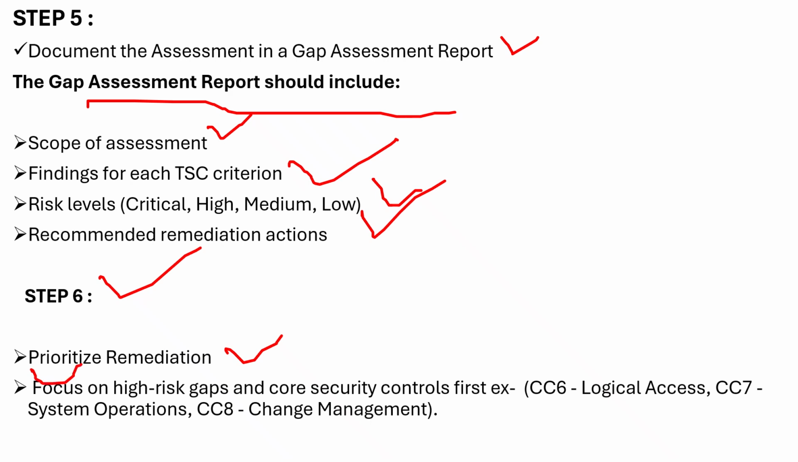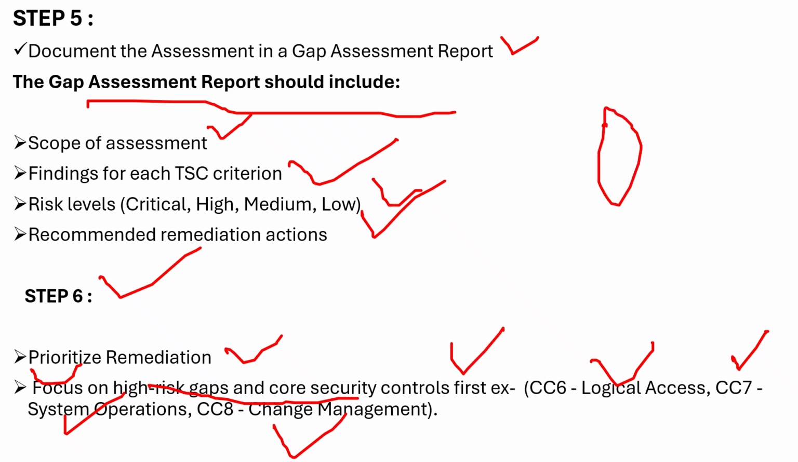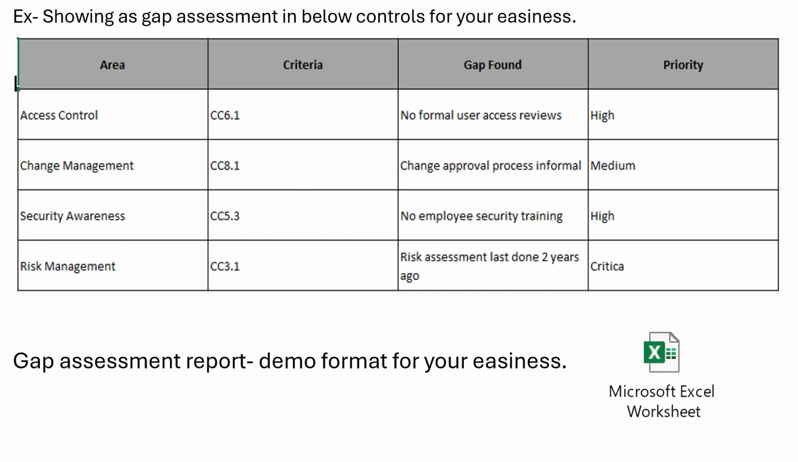For example, CC6 logical access is one of the most popular controls. You need to focus on the logical ones first. CC7 is for the system operations part and CC8 for the CM part, that is the change management part. So I mean to say, you need to focus on the high-risk gaps according to which controls have the highest risk. You can remediate or prioritize your actions accordingly.